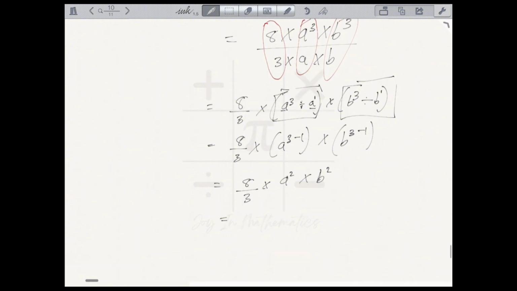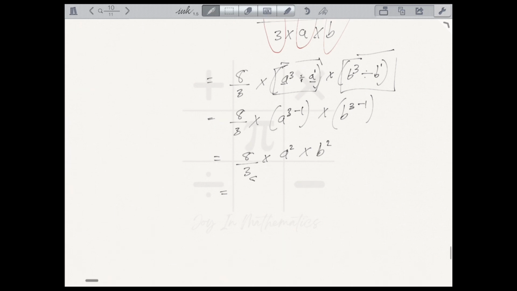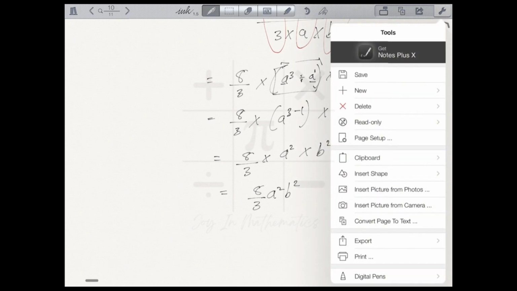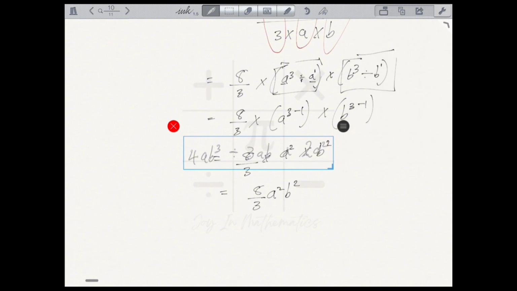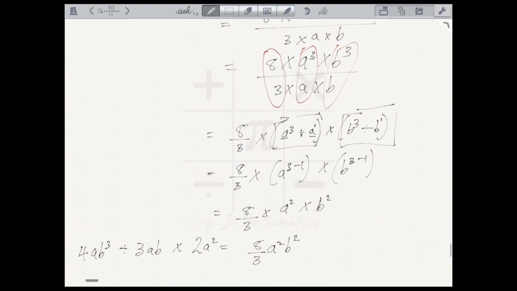Now we can choose to leave 8 over 3 as a fraction or in decimal format, but let's leave it as a fraction. So we have 8 over 3 a squared b squared. So this will give us an answer to the question. That's 4ab raised to power 3 divided by 3ab multiplied by 2a squared will give us 8 over 3 a squared b squared. Now we have solved question 2.